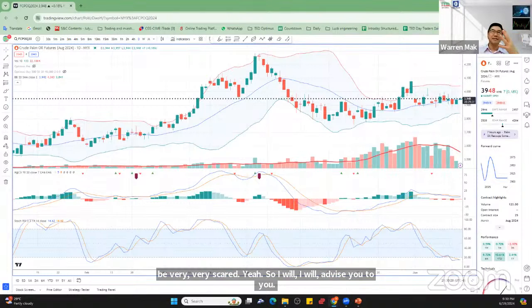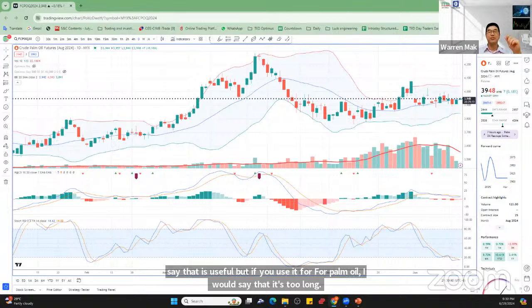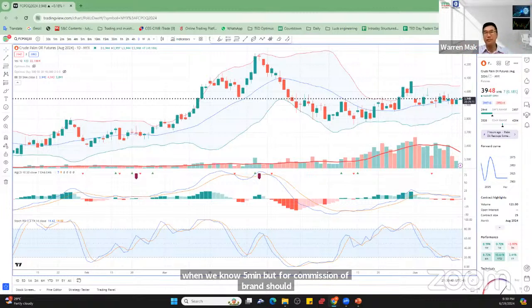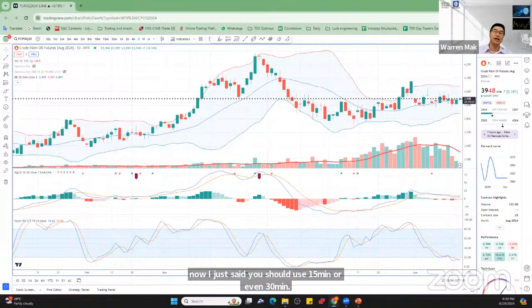The 15 minute chart, if you use it for an index, maybe that is useful. But if you use it for palm oil, that is too long. Scalpers use 1 minute or 5 minutes, but for conviction of a trend, if you want to go for trend trading, as I just said, you should use 15 minutes or even 30 minutes. Actually, for those with a 23 hour market, you have a longer hour one.